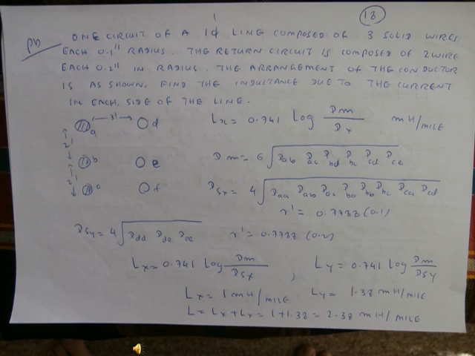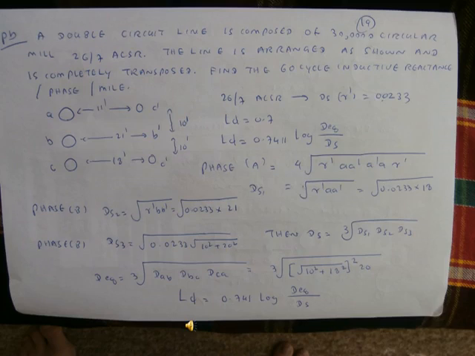Another problem: the three-phase circuit line is composed of 300,000 circular mils, 26/7 ACSR. The line is arranged as shown and is completely transposed. Find the inductive reactance per phase per mile.